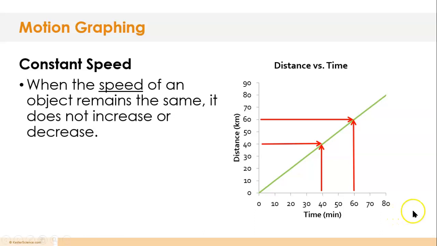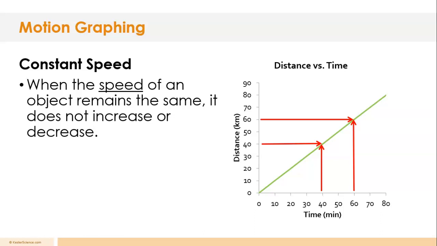So for instance, if we look at this graph, and we'll look where the first two arrows meet on this line, the line showing the motion of the object is in green, the arrows in red. And if we look at that, we will see that that point meets at a distance of 40 kilometers and a time of 40 minutes.